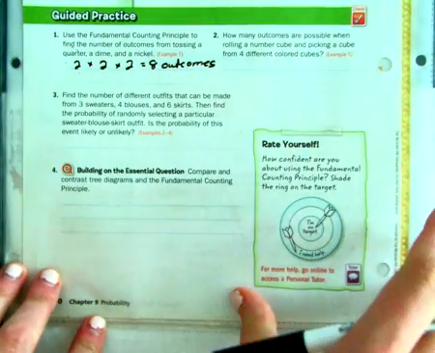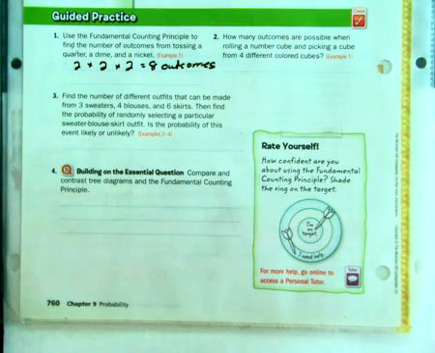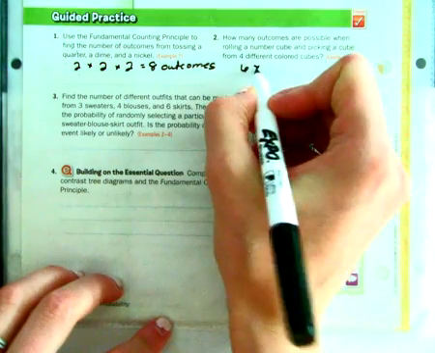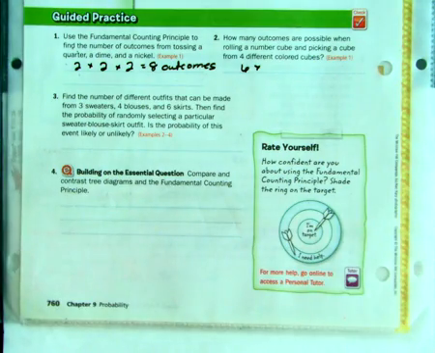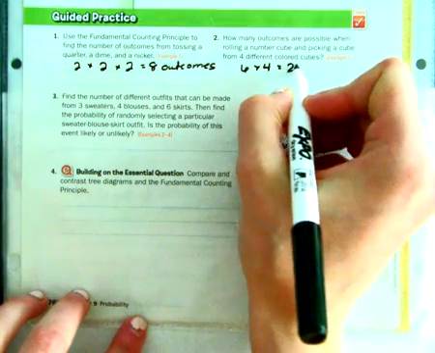Okay, number 2, how many outcomes are possible when rolling a number cube and picking a cube from 4 different colored cubes? Again, my first option is rolling a number cube. How many choices do I have? I have 6. Then I take that times picking a cube from 4 different colored cubes. How many options do I have? I have 4, 4 different colors. So 6 times 4 is 24 outcomes.